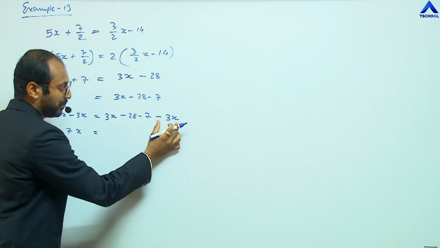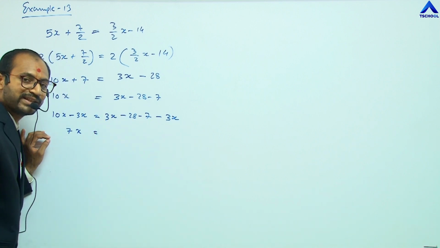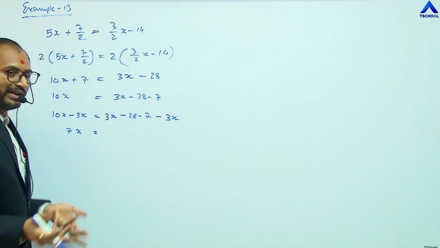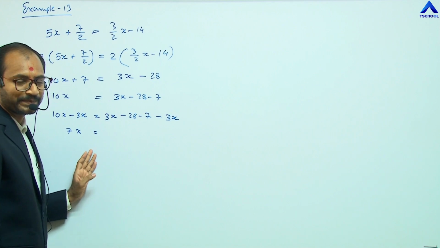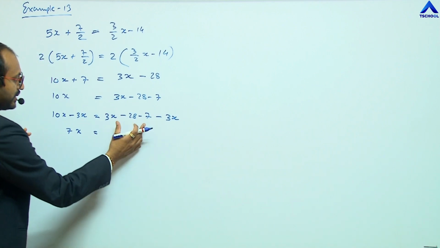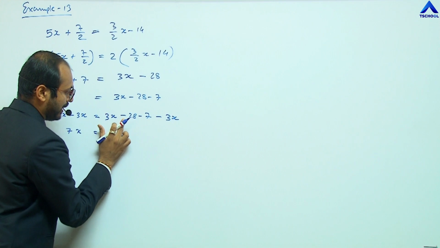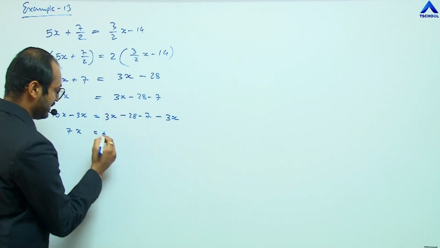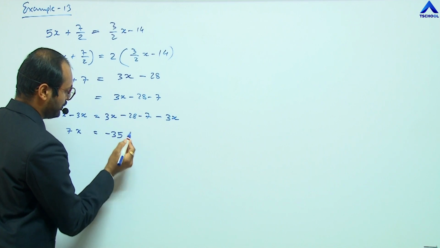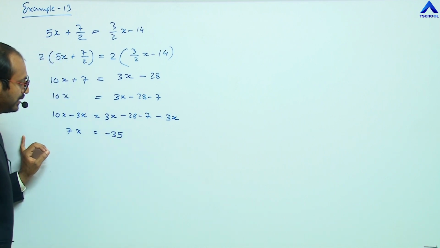Plus 3x minus 3x became 0. Now the variable is removed on one side of the equals sign. Clear? So what is remaining now? Minus 28 minus 7 gives minus 35. Clear?